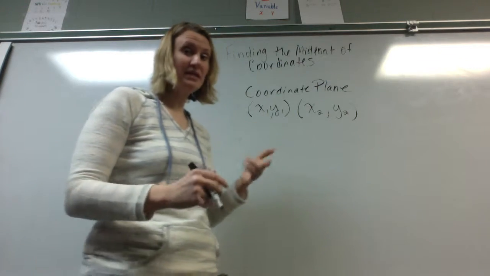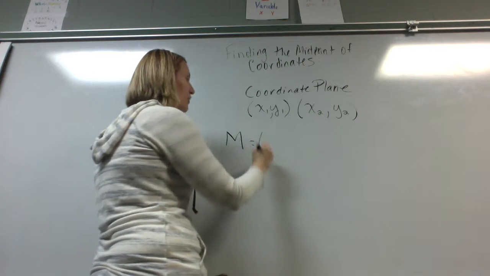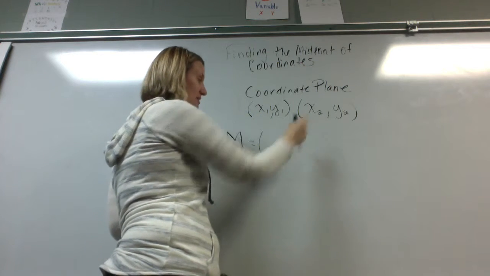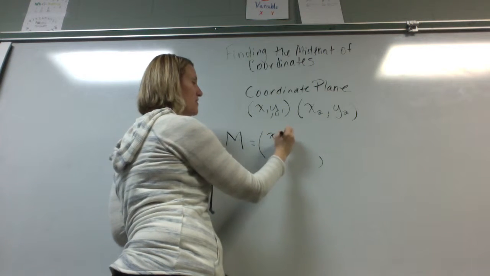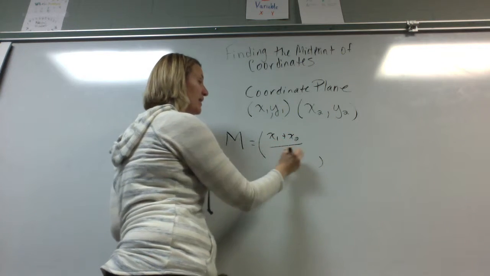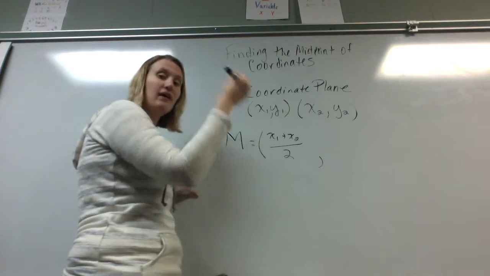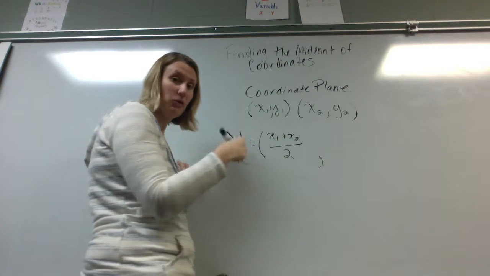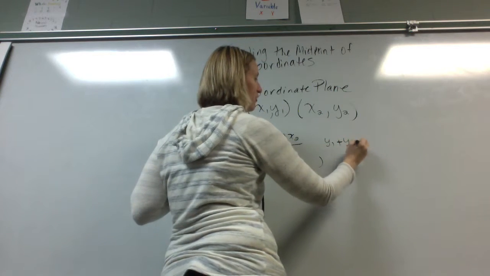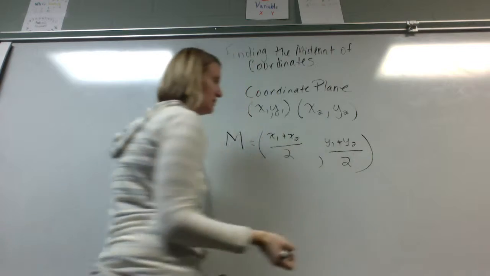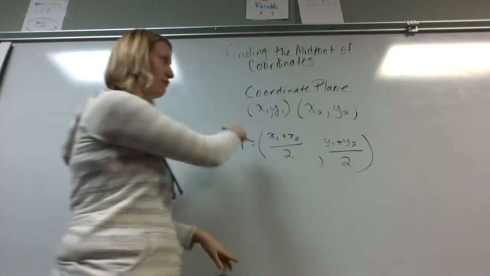Okay, so basically to find the midpoint, we are going to find the average of the x's to find the x value of our midpoint. So we would add the x values together and again divide by 2, and that will give us the x value of our midpoint. And then to find the y value of our midpoint, we're going to average the y's. So you would add the two y's together, y1 plus y2, and simply divide by 2. So a lot like what we did on the number line, just we have to do it for each coordinate point.